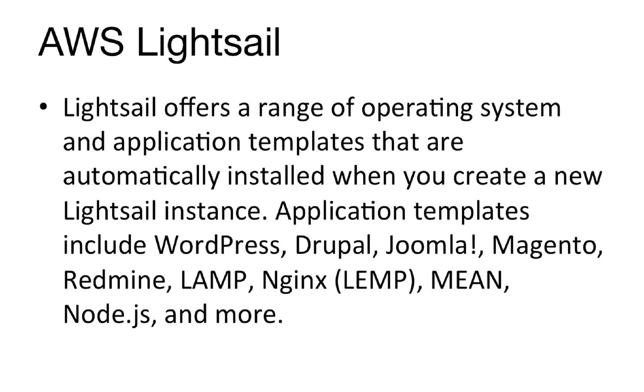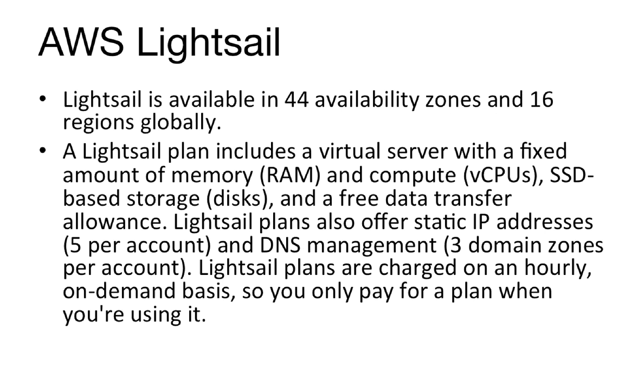Lightsail offers a range of operating systems and application templates that are automatically installed when you create a new Lightsail instance. Just like we have EC2 instances, we have Lightsail instances. Application templates include WordPress, Drupal, Joomla, Magento, Redmine, LAMP, Nginx, MEAN, Node.js, and more. Lightsail is available in 44 availability zones and 16 regions globally.